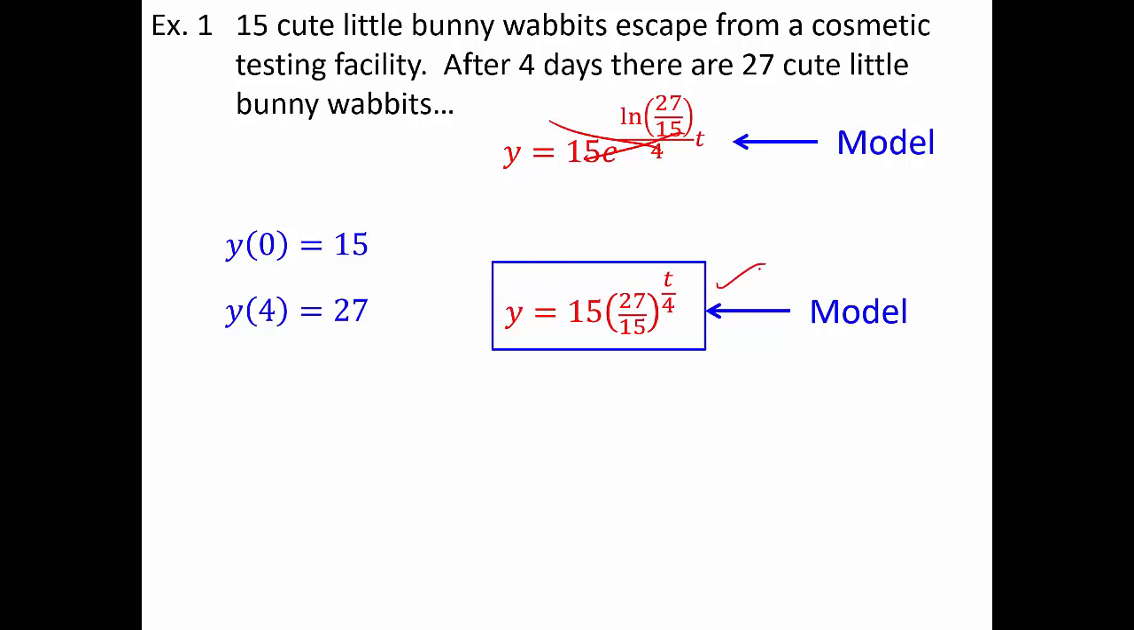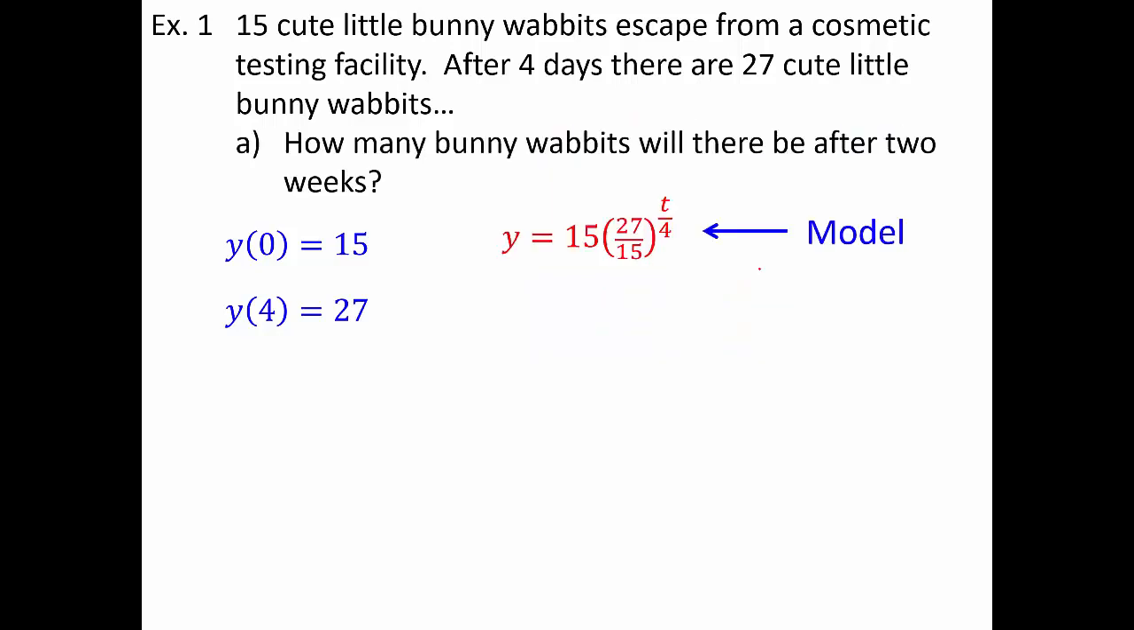So now that we've built our model, let's go back to what the original question had asked. So the first part of the question said, how many bunny wabbits will there be after 2 weeks? Notice the question is asking for how many. We have a y and we have a t. I'm asking you for how many, which means we're looking for the y value. The t value is the time, 2 weeks, but be super careful there. Notice the unit that time is being measured in.